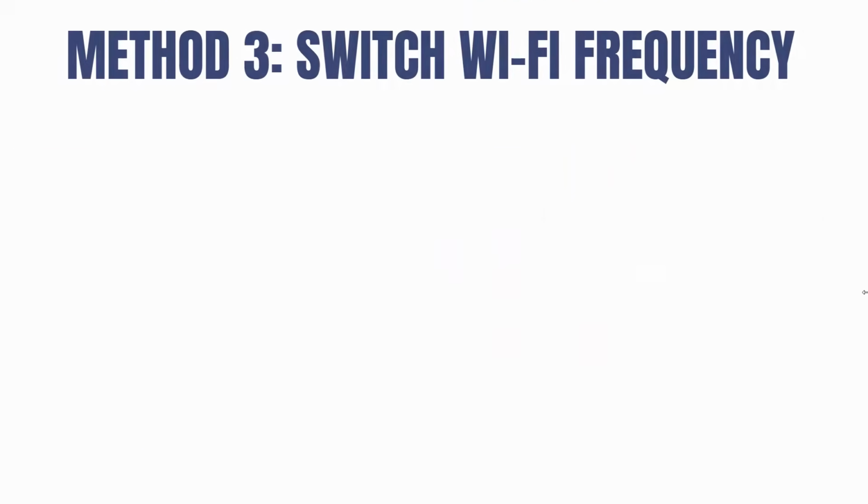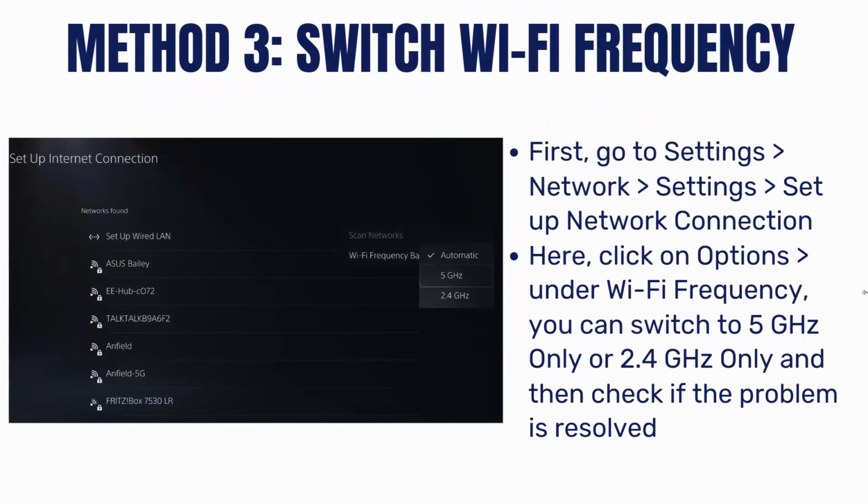If not, the next solution is to switch Wi-Fi frequency. For that, first go to settings, then click on network, then click on settings, then set up network connection. Here click on options. Now under Wi-Fi frequency, you can switch to 5 GHz or 2.4 GHz and then check if the problem is resolved.